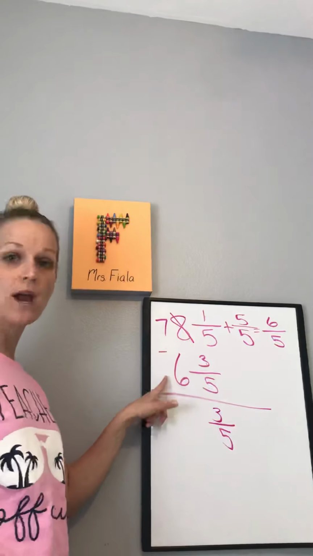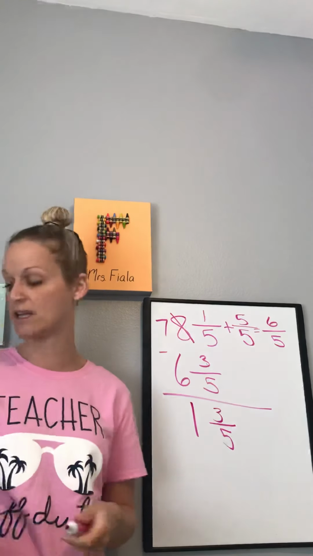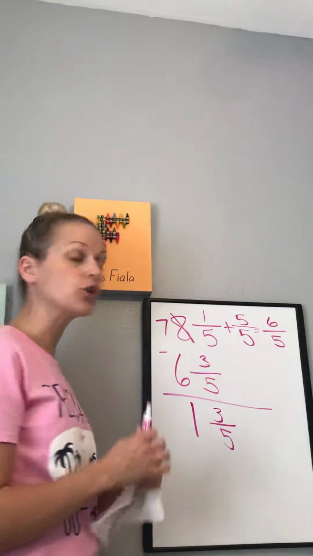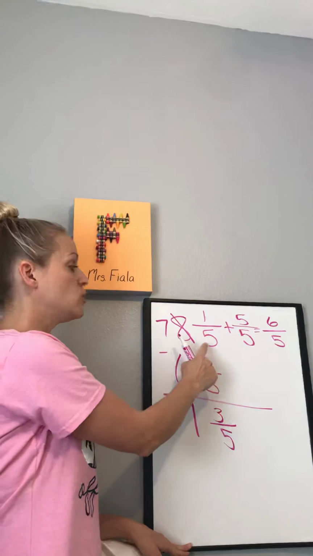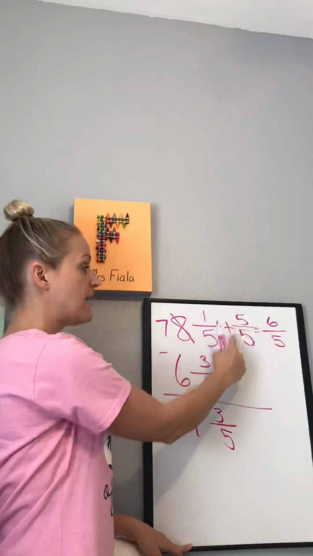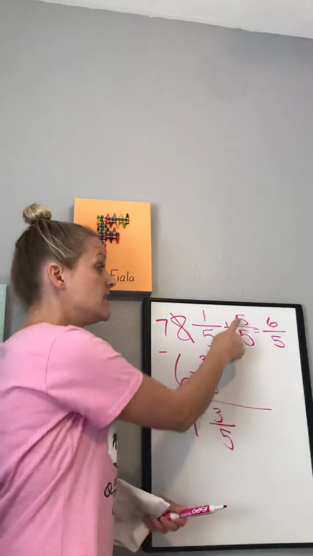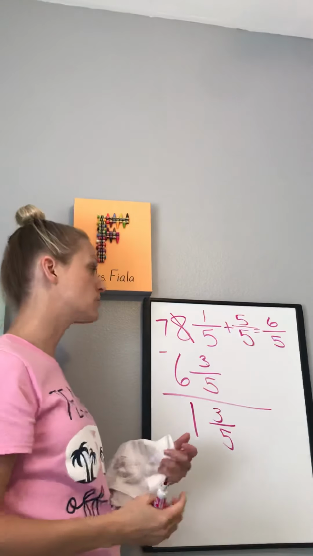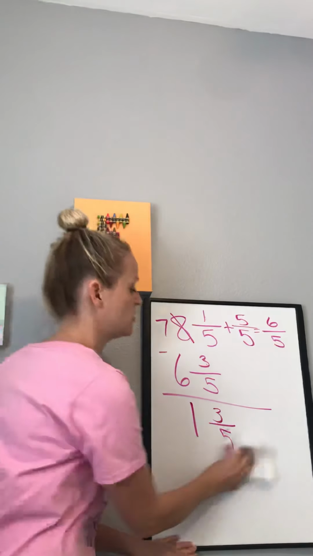And now I can subtract my whole numbers. 7 minus 6 is 1. Okay, and there's your answer. So do not forget for your quiz, when you're regrouping, you have to borrow a whole, and then you have to think, what is the whole for that fraction? This one, it was 5/5 because my denominator is 5. But if my denominator was 6, I would add 6/6. If my denominator was 4, I would add 4/4. Okay? So that is subtracting.